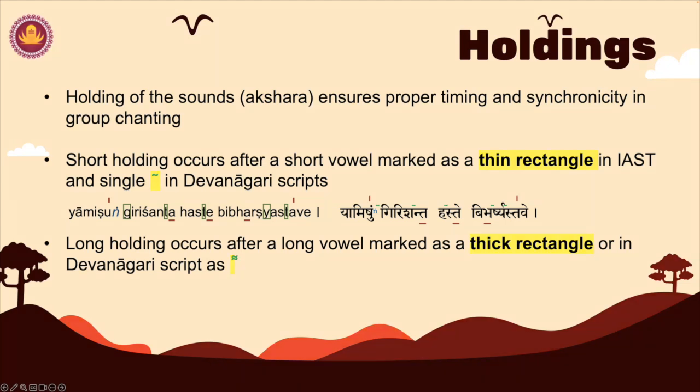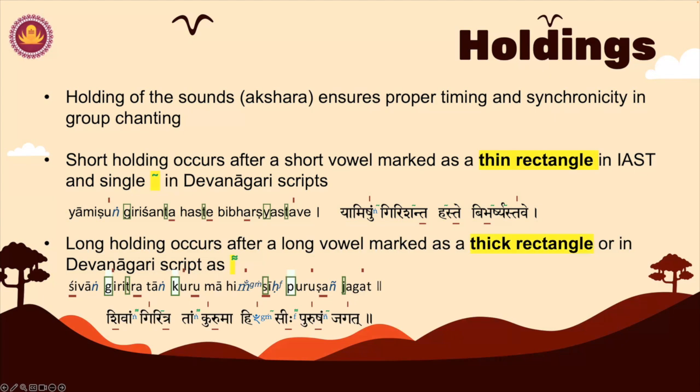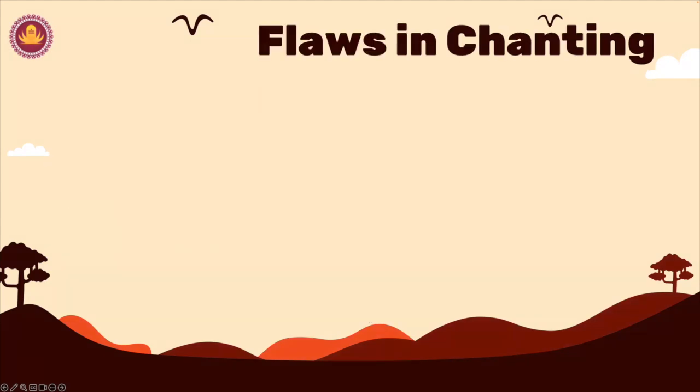Again, these holdings are not pauses. They are to ensure that the syllables are pronounced properly. Shivangiritratang kurumahigum sef purushan jagat. Where there is Shivangiri, there is a little more holding on the giri. Tang kuru, because it's a long oval. Shivang is long. Tan long. And then you hold the next consonant that follows that longer oval. Higum si purushan jagat.